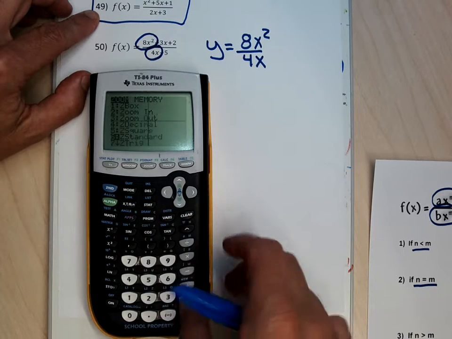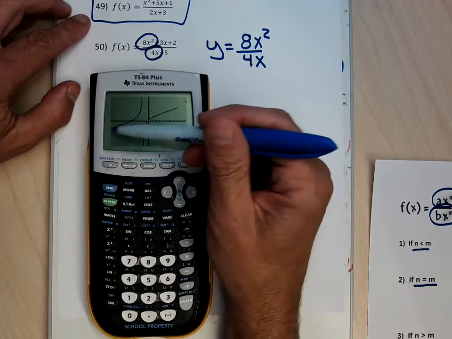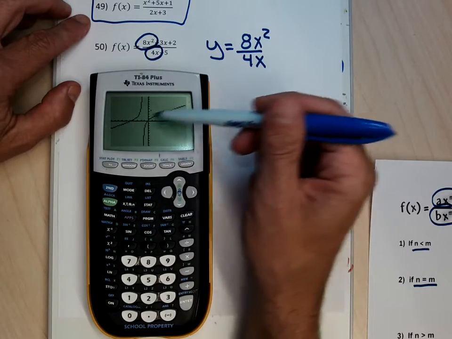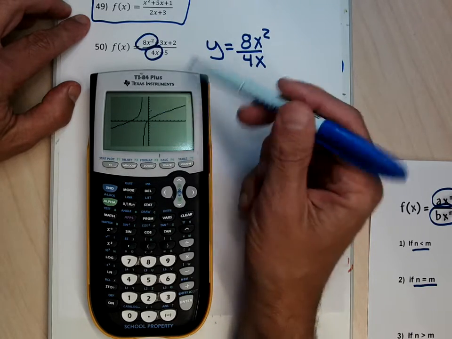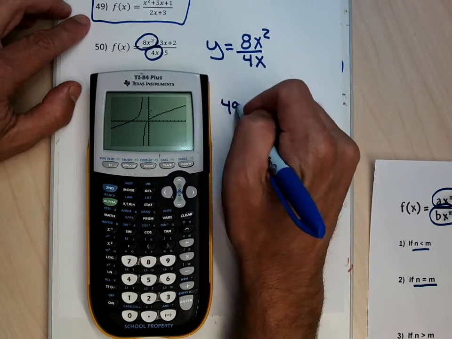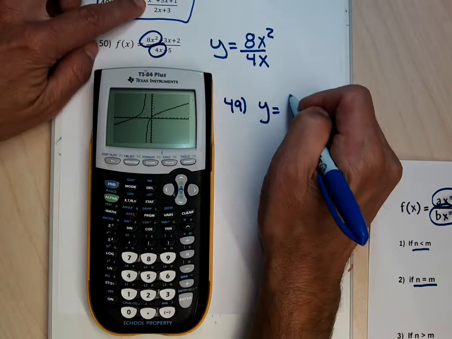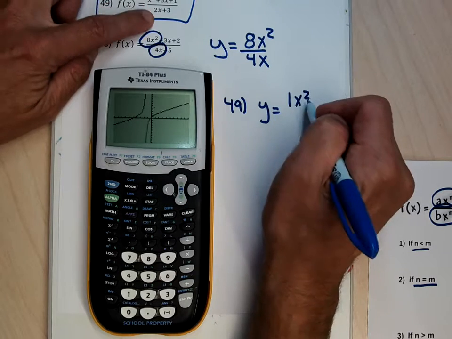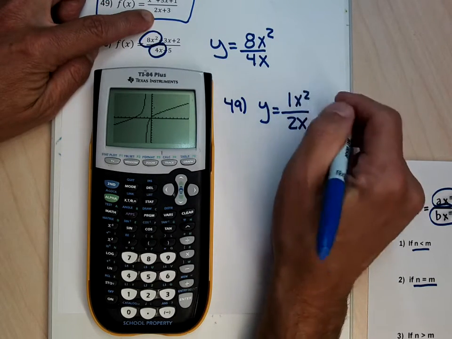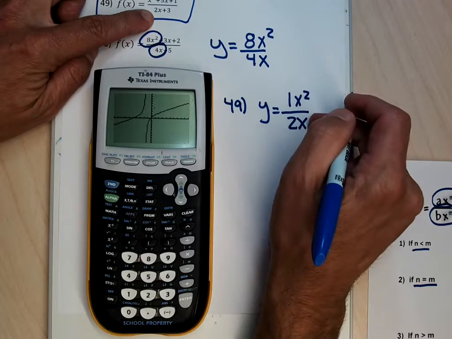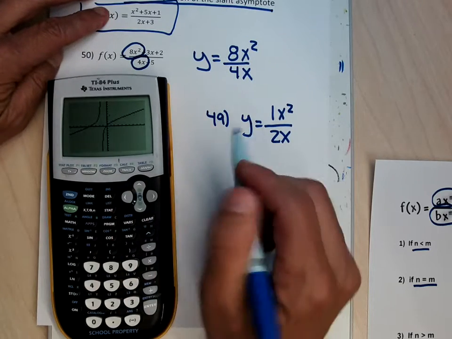You'll see that this graph won't follow a horizontal line. It's going to follow a slanted line because the graph doesn't flatten out. So in problem 49, the highest exponent term in the numerator is going to be that 1x squared. The highest exponent term in the denominator is this 2x. Because the highest exponent in the numerator is bigger than the highest exponent in the denominator, you don't get a horizontal asymptote, you get a slant asymptote.